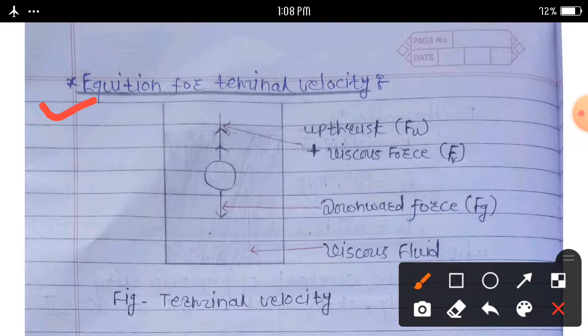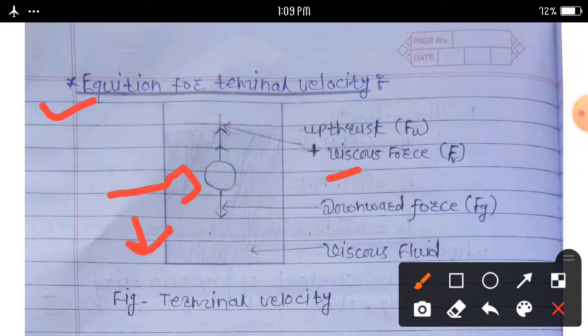When a spherical body falls through a viscous fluid, it experiences a viscous force. The motion of the body is initially accelerated, and the velocity begins to increase in this direction.